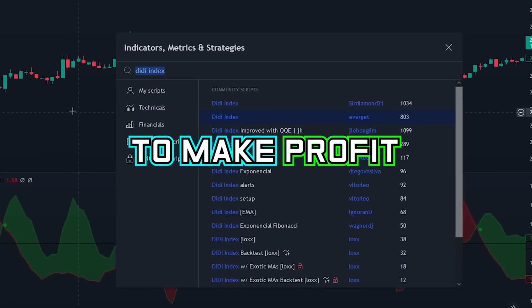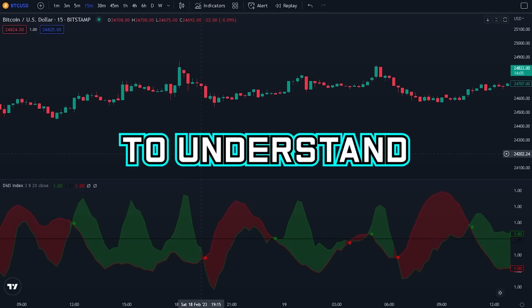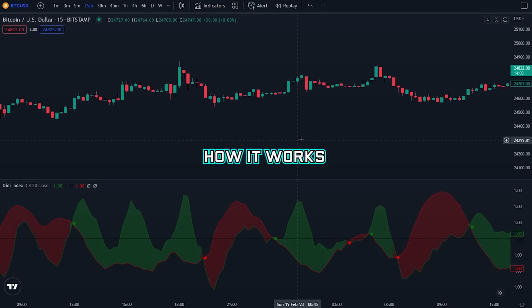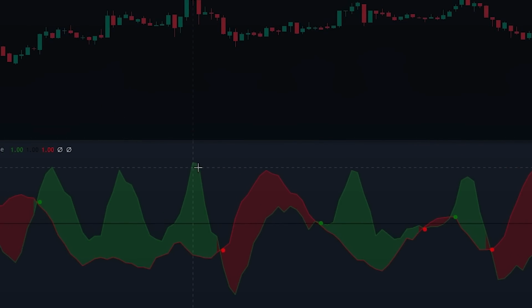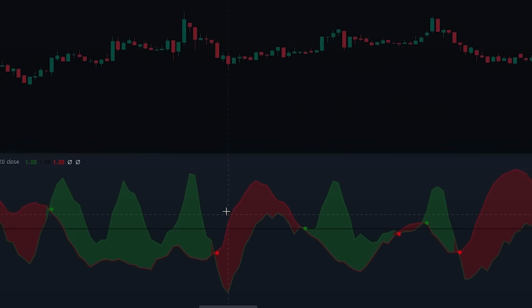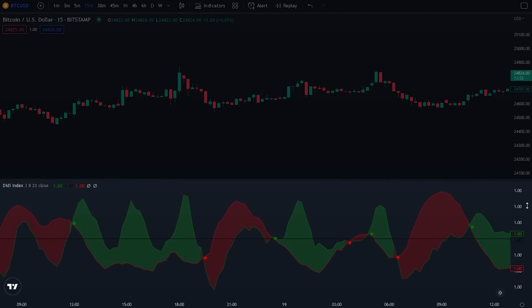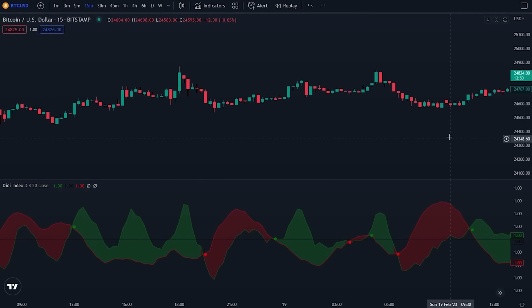To be able to make profit by using the indicator, it is crucial to understand how it works. The indicator consists of two lines. The green line is the fast-moving average and the red line is the slow-moving average. There are a few ways that we can use the indicator. Let's quickly go over two methods.